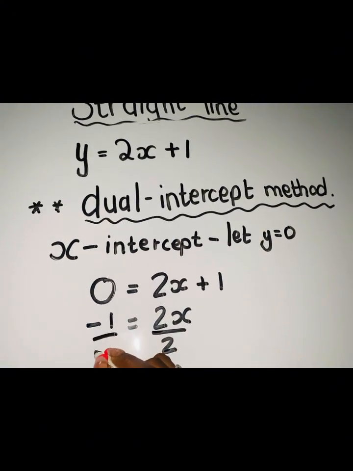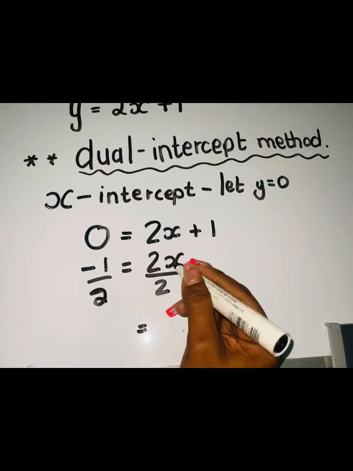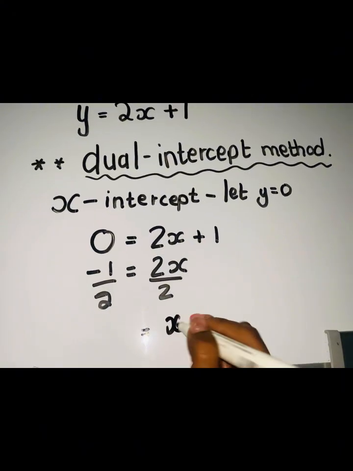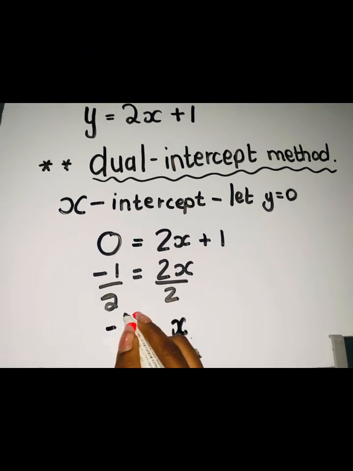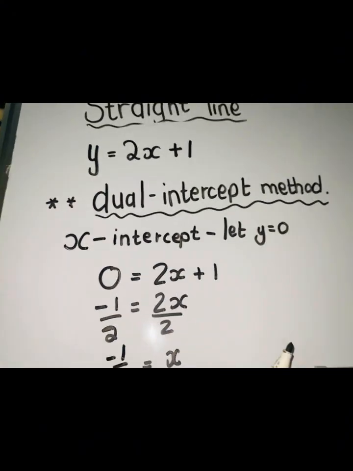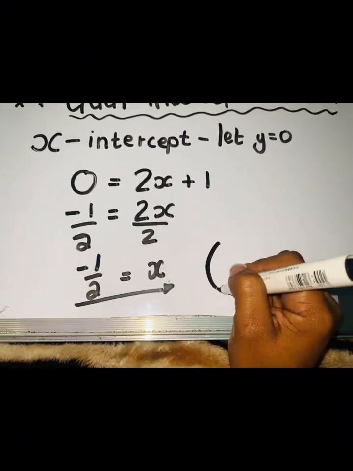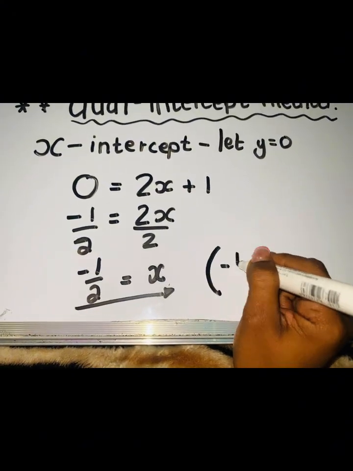Why did I divide by negative 2 on both sides? So this 2 will cancel, leaving us with x. So x is equal to negative a half. Now, how do we write this? Remember, I showed you how to write intercepts. So for x-intercept, we're going to write negative.